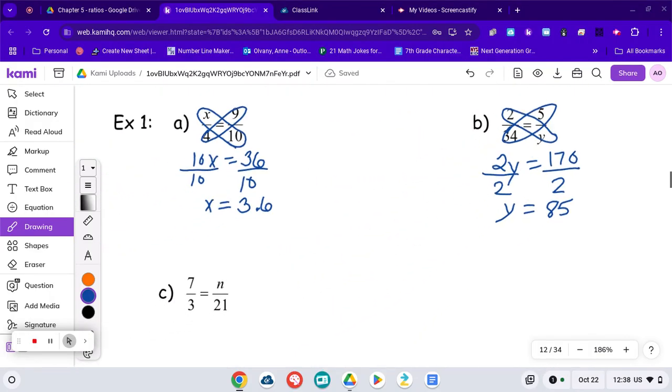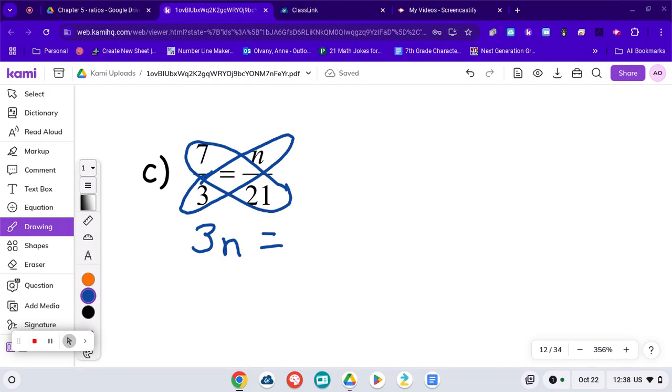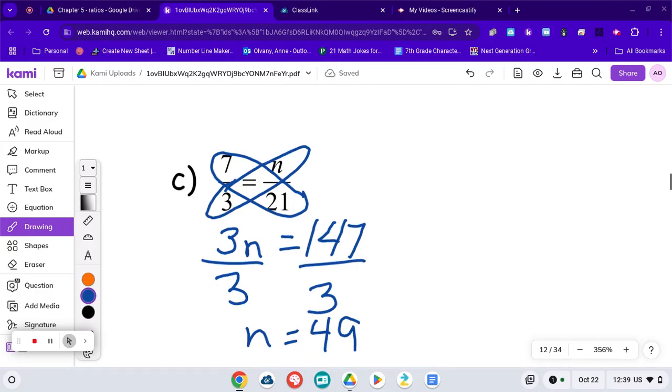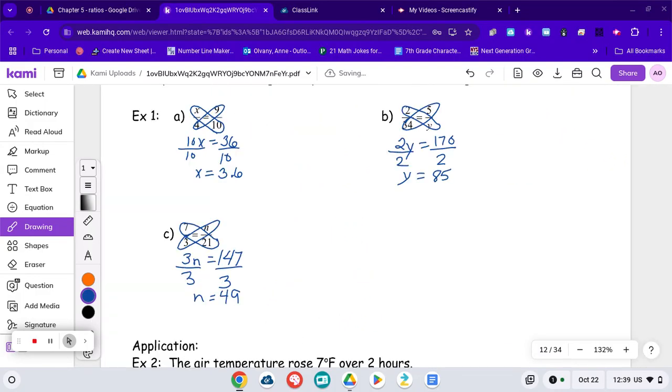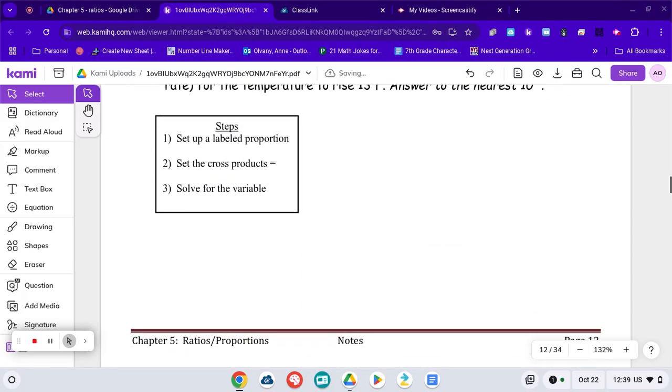That one's 85. Ooh, the last one I think is the easiest yet, but I want to show you that I could do this side first to get 3n, and then multiply these two. 21 times 7 is 147, and to get n alone, I'm going to divide both sides by 3 to get 49. Okay? All right. Awesome. Now you know that we just do the calculations because it helps us as we lead into what actually happens in real life.